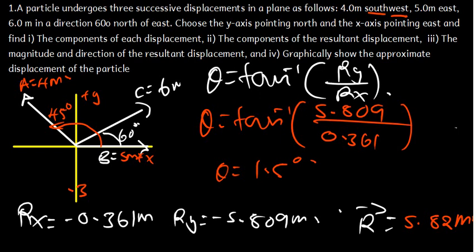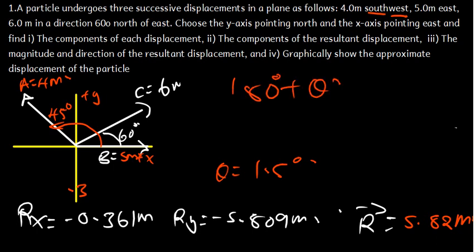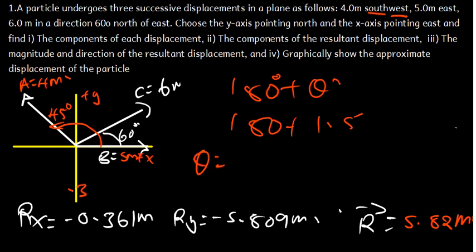Now, after finding this, we know that it falls in the third quadrant. So in the third quadrant, we say 180 degrees plus the theta. So we're going to say 180 plus 1.5, which is going to give us 181.5 degrees. So that is the direction.